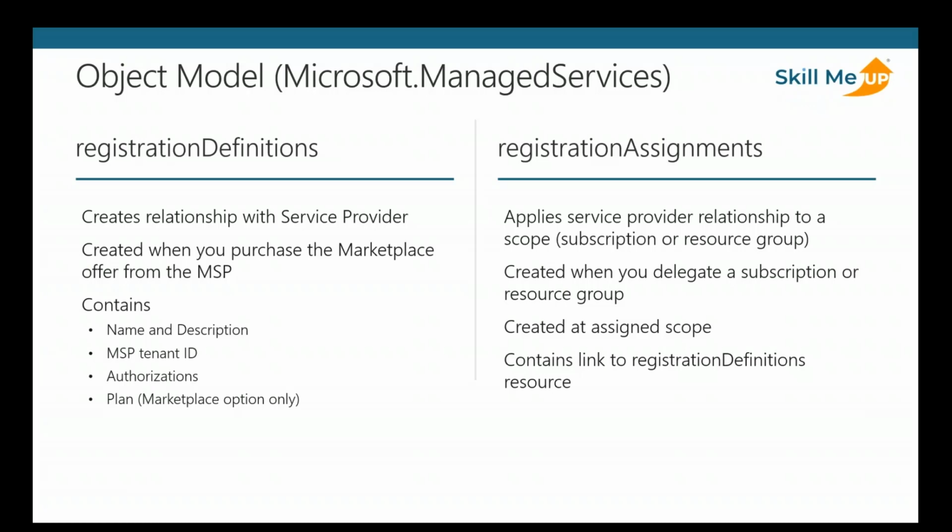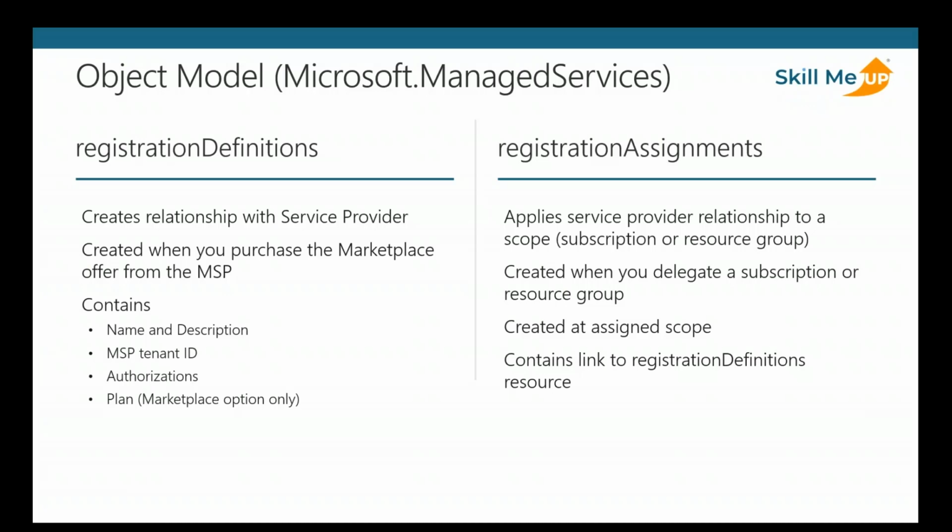I actually failed because of an error, but ignoring that. The registration assignment is the thing that actually provides access to a particular scope. So the registration definition on its own really doesn't do anything. It's just saying, look, I want to work with this provider. And the registration assignment is where you turn around and say, yes, this is the scope that I want the provider to have access to. This is where they're going to be working in this subscription or this resource group. And then things are in business at that point.